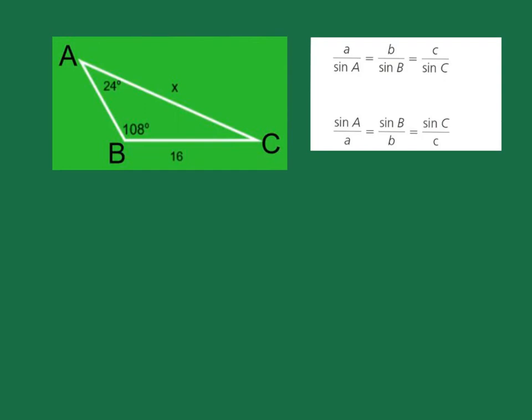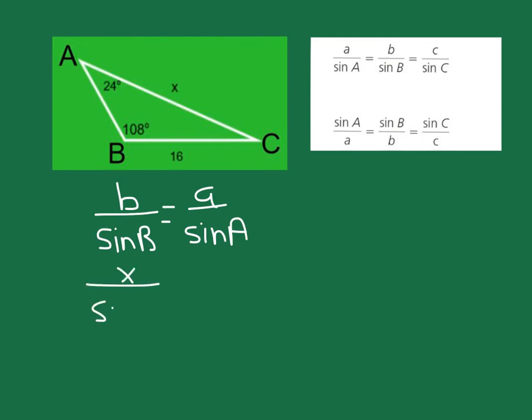For this question, we're being asked to find a side, and again, we're given information about angle A, side A, angle B and side B. And so this time I'm trying to find side B, so I'm going to write B over sine B equals A over sine A. B is x, sine B is sine of 108. A is 16, and angle A is 24, so we want sine of 24 here.